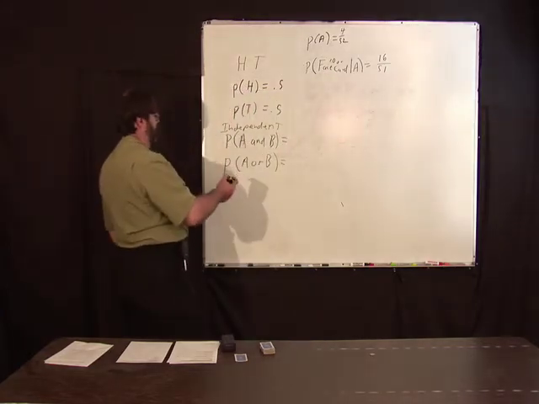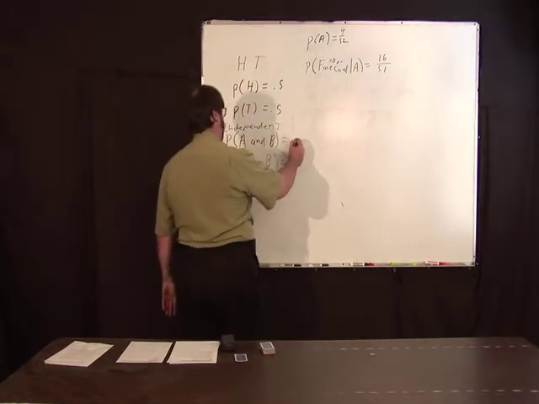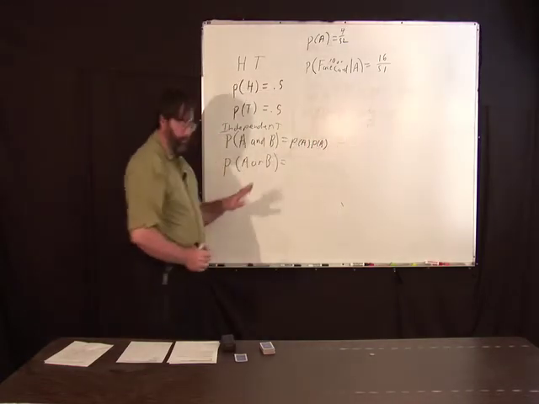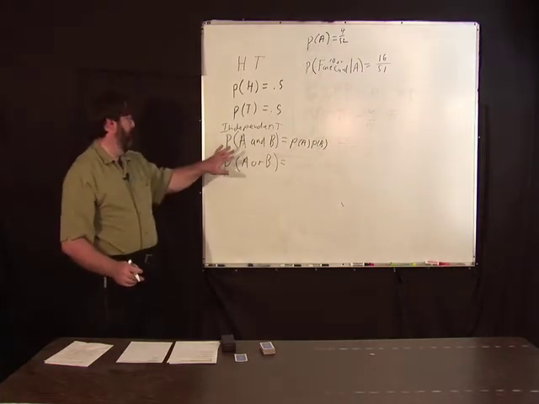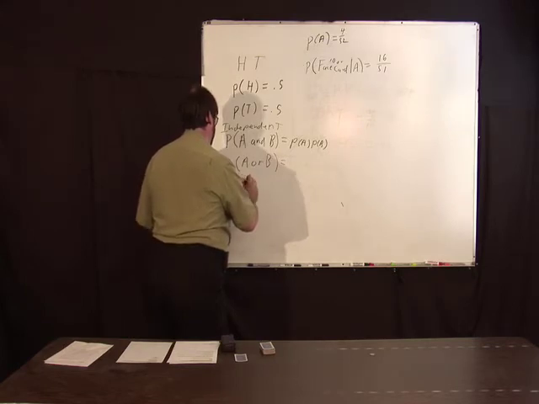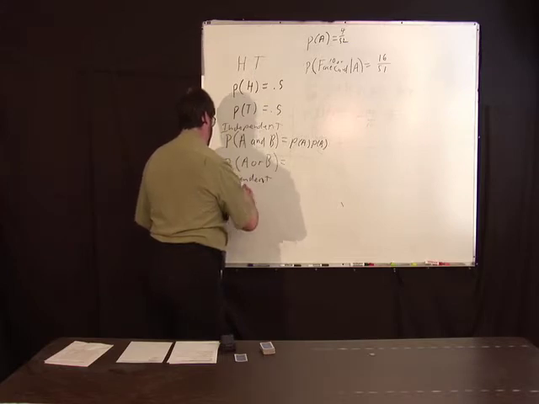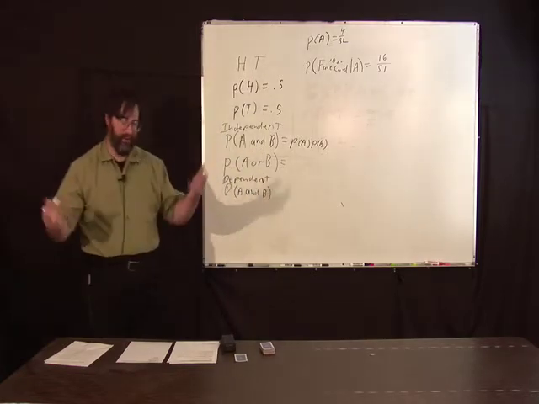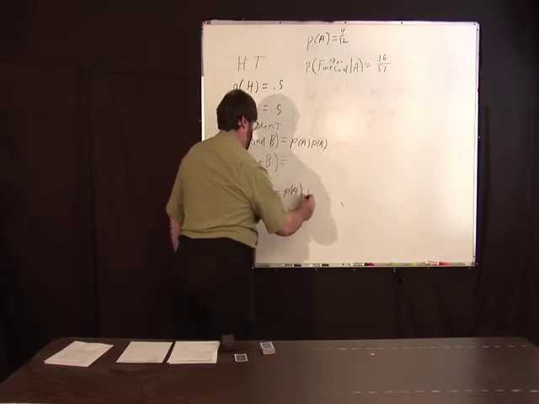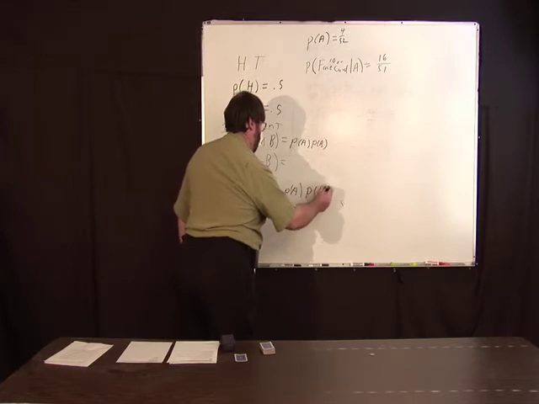This is what happens when, so we got P, for independence, P(A) and P(B). But for the probability of A and B for dependent events, I'm going a little fast here, it is the probability of A times the probability of B given A.